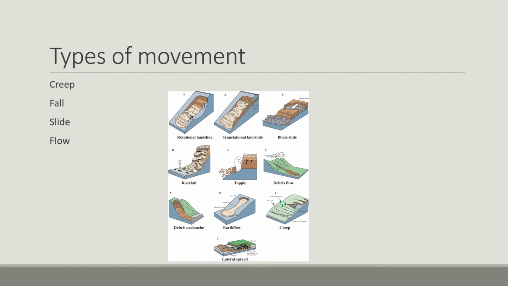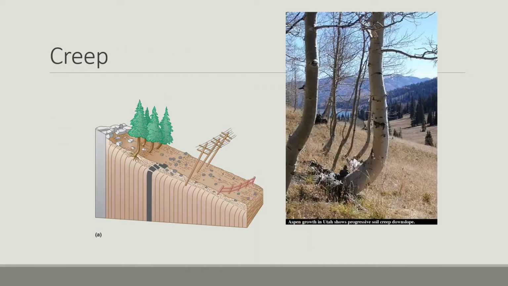So creep, remember, is basically this imperceptible downhill movement that we see. A fall tends to be free-falling objects. We typically think of it in terms of a rock fall. Slide, we are moving as a cohesive group kind of down the slope. And then flow, we're acting very much like a lake.